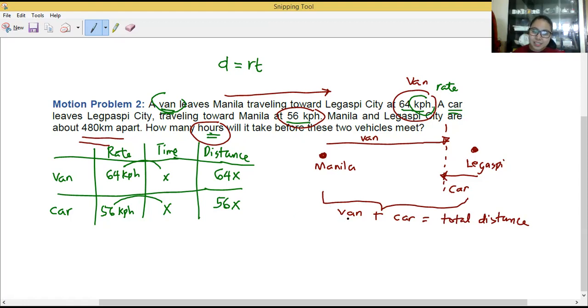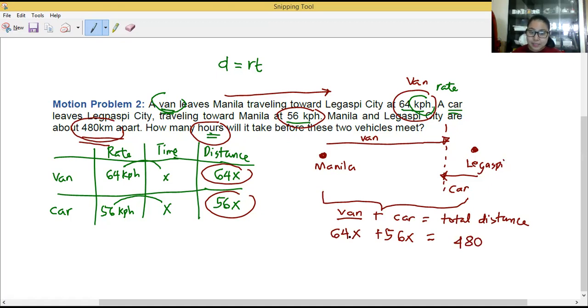Now, what's the distance traveled by the van? That is 64x. What's the distance covered by the car? That is 56x. And what is the total distance? We have 480. This time, we will solve for the value of x.